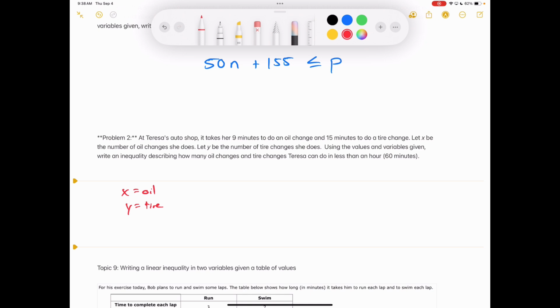Okay. So less than an hour. So I want to do less than an hour. I like to start there. That gives me what I'm focusing on. She takes 9 for every oil change she does, and 15 for every tire change she does. So if I add those together, it has to be less than an hour. So 9x plus 15y is less than 60.